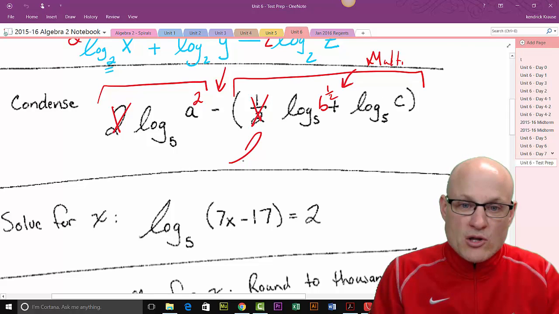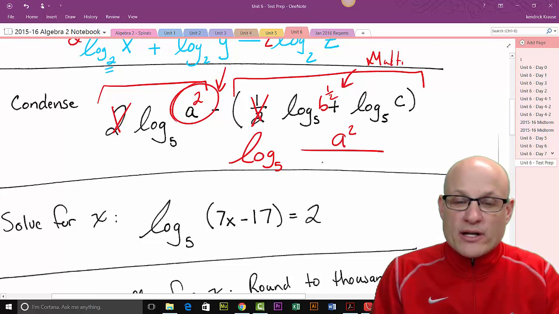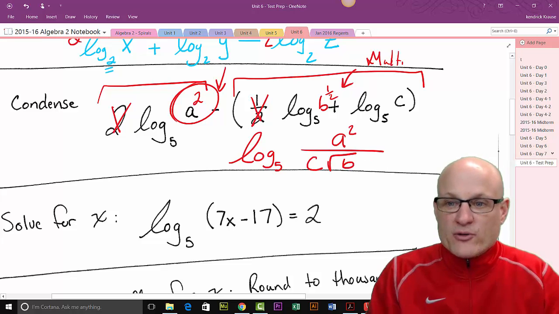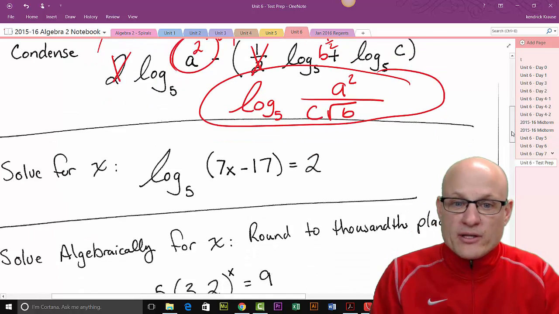So this becomes log base 5 division. The only thing that's going in the top is this a squared. And in the bottom, we're going to have the square root of b, and then it's times c, so I'll just put the c out front. It doesn't matter if it goes front. There it is. Don't forget to write that base. It's all about that base.